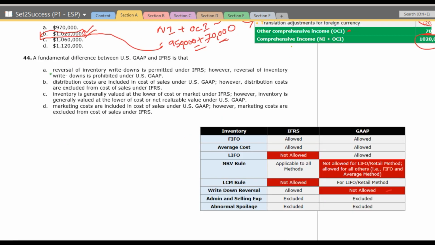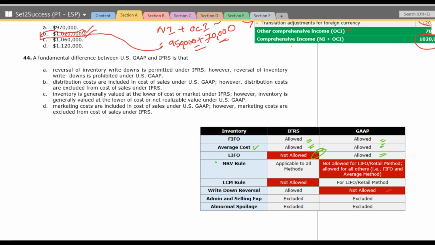Next, a fundamental difference between US GAAP and IFRS is that, so let us see the difference between IFRS and GAAP. FIFO is allowed under IFRS and FIFO is allowed under GAAP. The average cost is allowed under IFRS. It is also allowed under GAAP. So the difference is in LIFO, that is last in, first out. Sorry, LIFO is not allowed under IFRS, but it is allowed under GAAP.